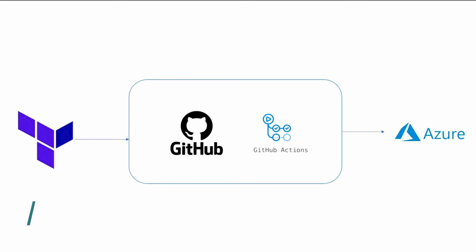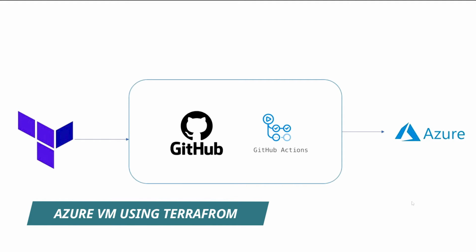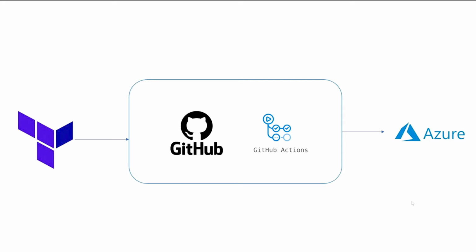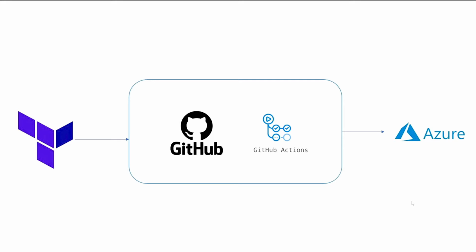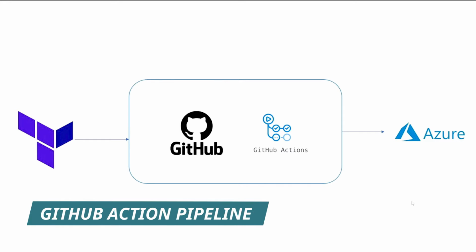In this video, we're going to create an Azure virtual machine using Terraform, all orchestrated through a GitHub Actions pipeline. We'll cover everything from setting up credentials to writing the pipeline code.